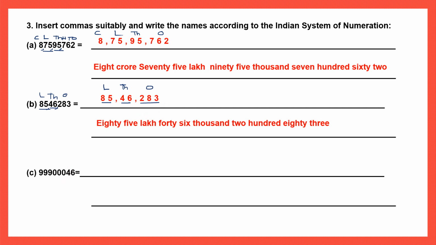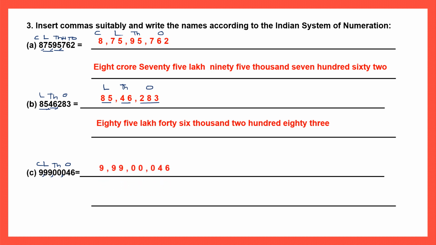So here what do we have? Again we have ones, tens, hundreds, which is the ones period. Then we have thousands, 10,000, which is the thousands period. Lakh, 10 lakh, lakhs period. And then we have the crores. Now where do we put the commas here? After each period. So here we have a comma, then a comma here, and a comma here. So let's write that down.